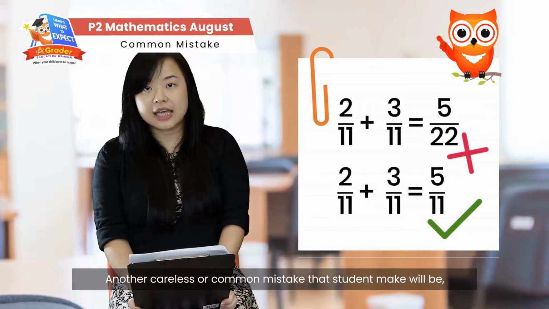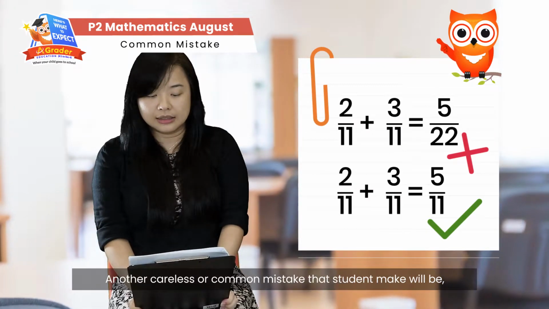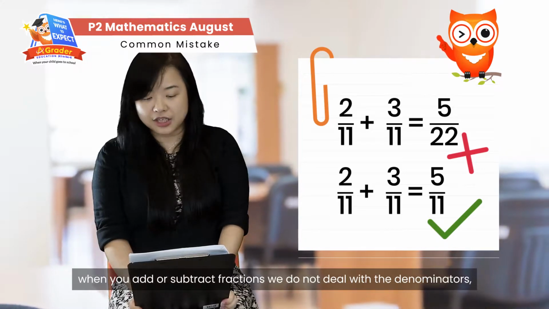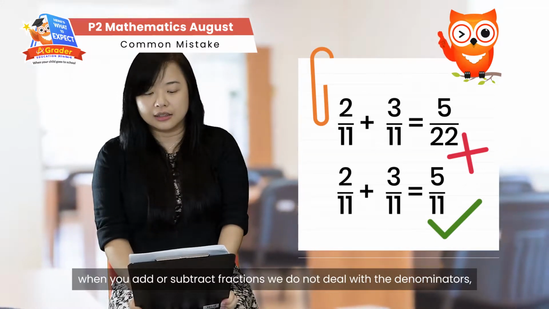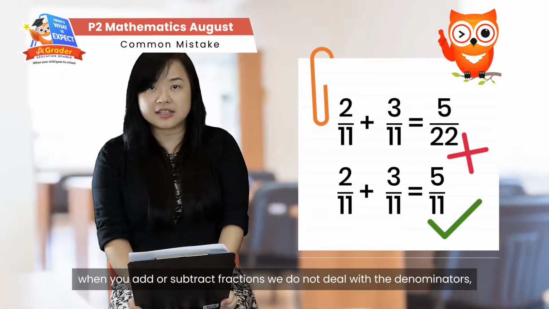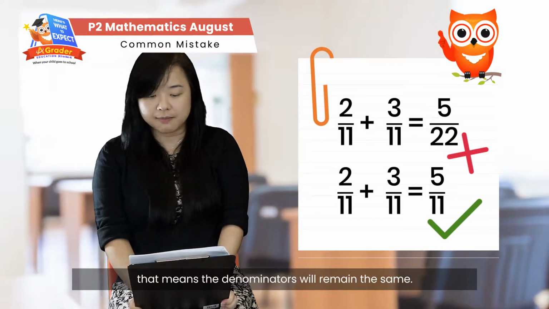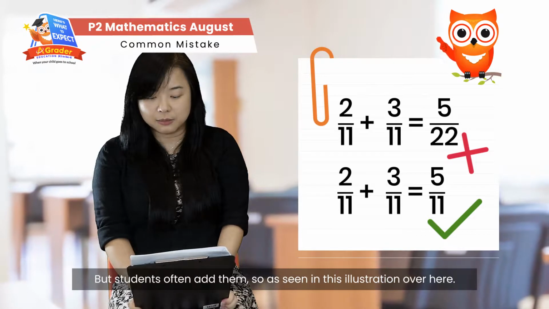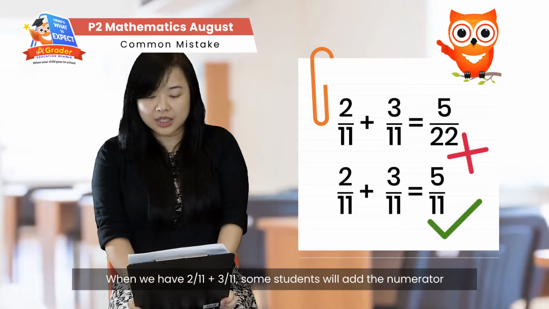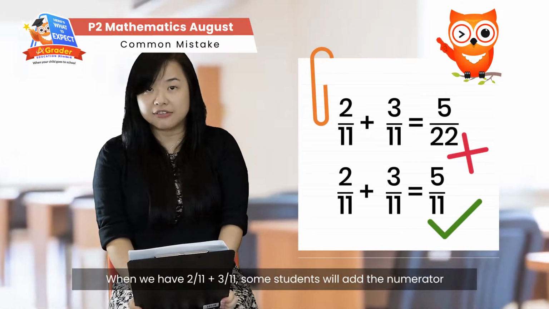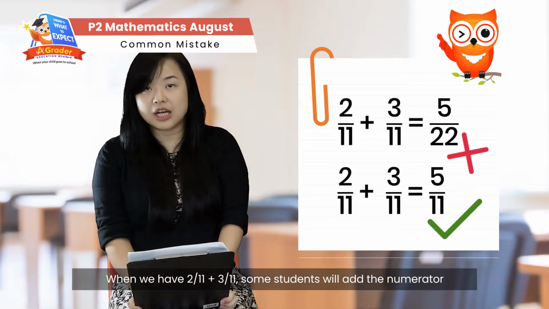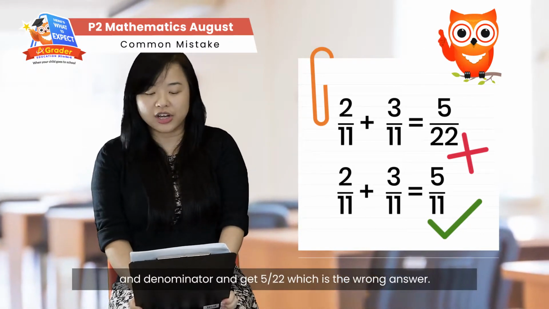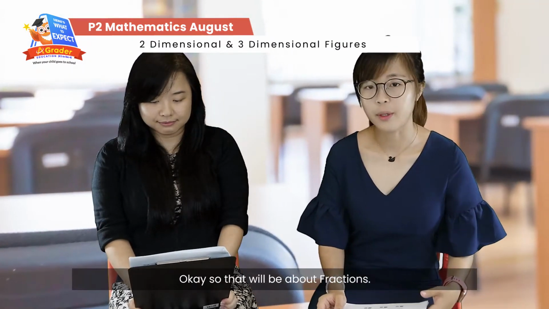Another careless or common mistake that students will make is, when you add and subtract fractions, we do not deal with the denominators. That means the denominators will remain the same, but students often add them. So as seen in this illustration, when we have 2 over 11 plus 3 over 11, some students will actually add the numerators and denominators and get 5 over 22, which is the wrong answer. Okay, so that would be about fractions.